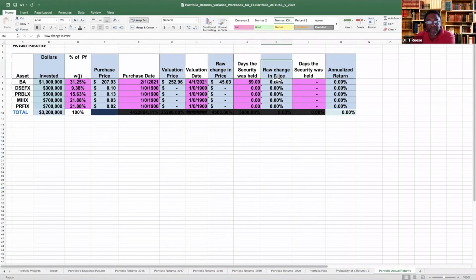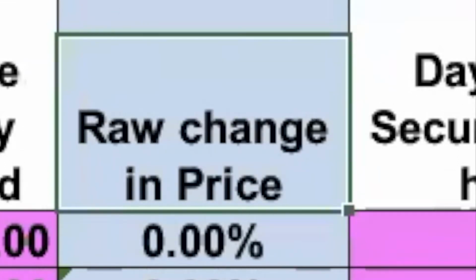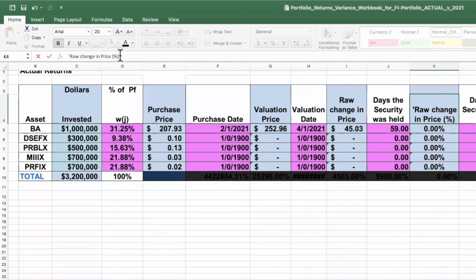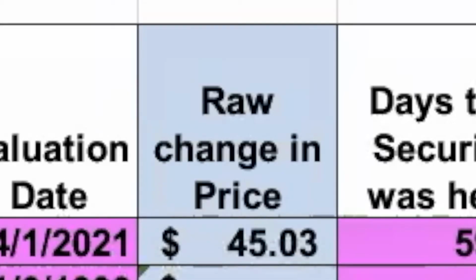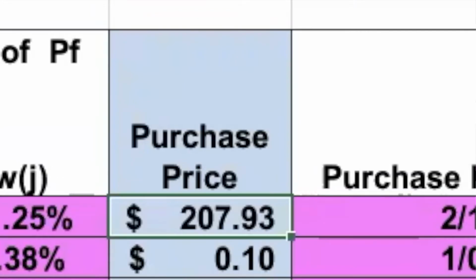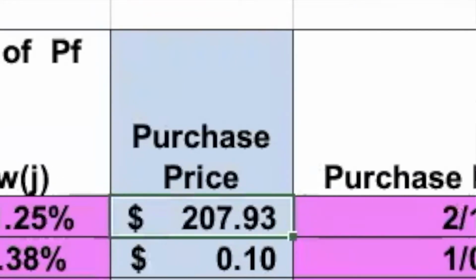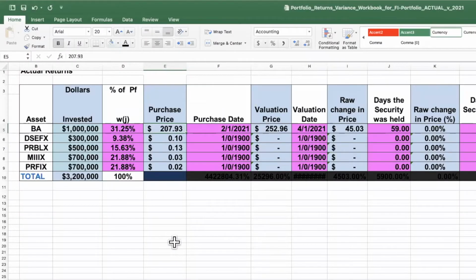Now we want to know what the raw change in the price is as a percentage. The way we're going to do that is we take this raw change number here and divide it by our initial purchase price, which is $207.93. So again, our increase in value was $45.03. We're going to divide that by the 207.93, and then multiply all of that by 100 to turn it into a percentage.